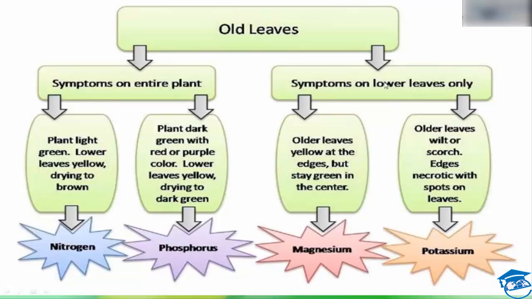Now, symptoms that appear on the lower leaf, examples are magnesium and potassium, students. Older leaves become yellow at the edges, but they stay green in the center. So this is the symptom of magnesium. And this was all about sixth section of the chapter mineral nutrition.